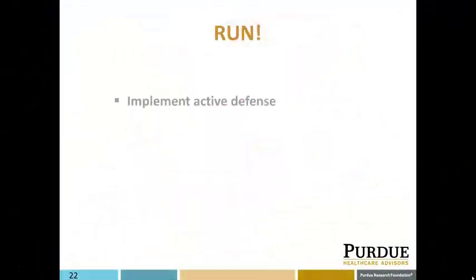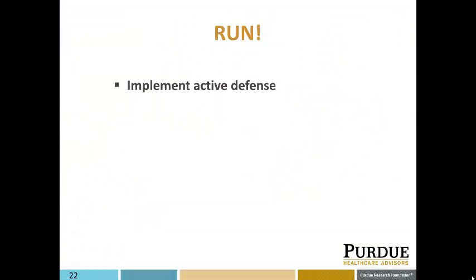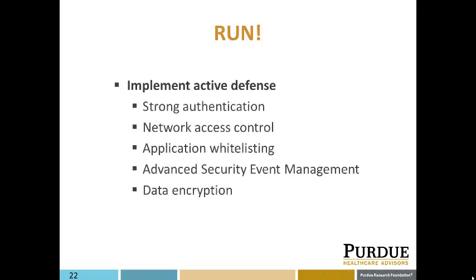Now that we've mastered crawling and walking, let's dig into learning to run. The difference between running and walking is that we're becoming more proactive in our security defenses. And how do we do that? We implement more technology layers, right? We implement strong authentication. We implement network access controls. We use application whitelisting and blacklisting techniques, incorporating advanced security event management into all of our alerting systems. And then we use data encryption effectively.